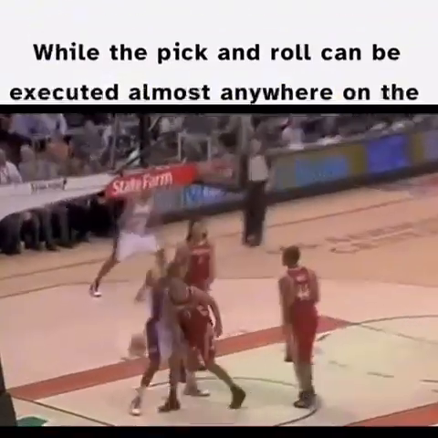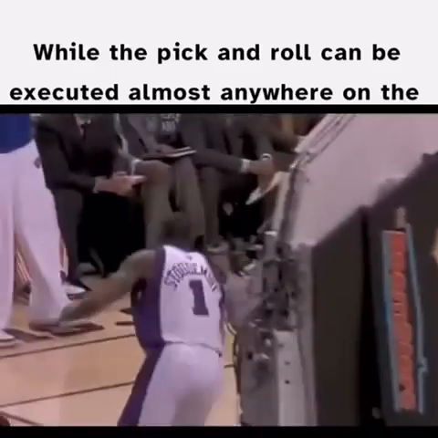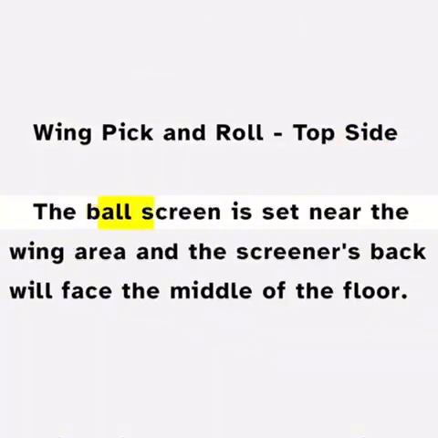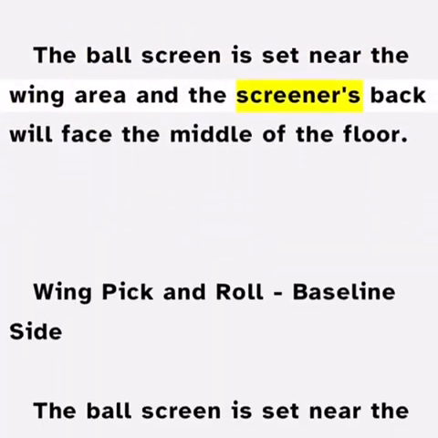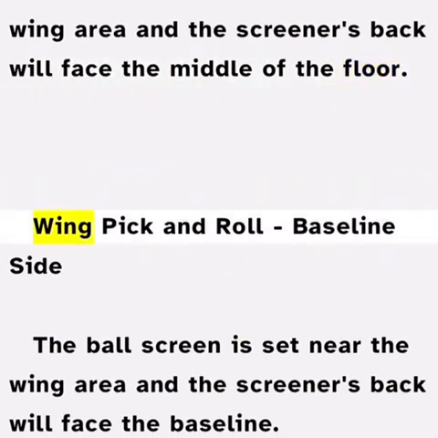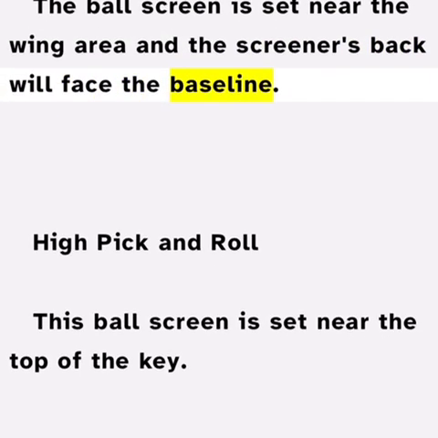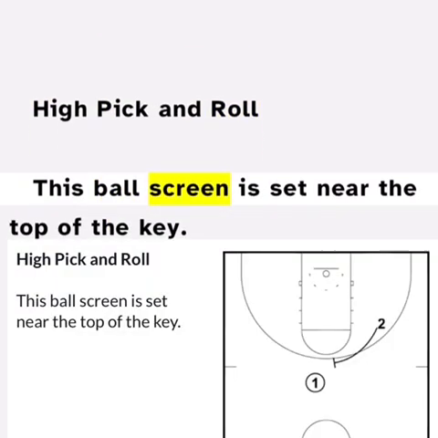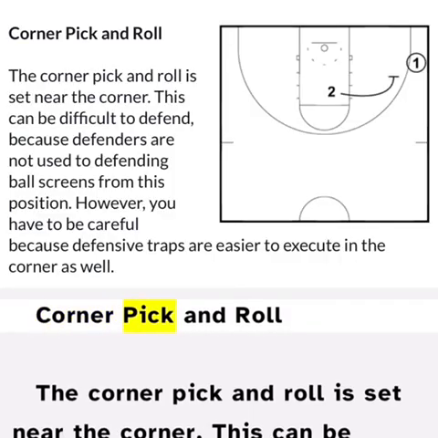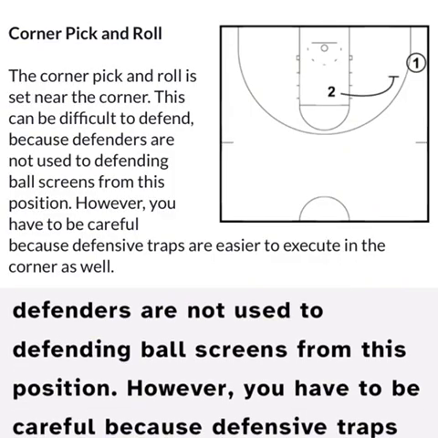While the pick and roll can be executed almost anywhere on the floor, here are some examples. Wing pick and roll, top side. The ball screen is set near the wing area and the screener's back will face the middle of the floor. Wing pick and roll, baseline side. The ball screen is set near the wing area and the screener's back will face the baseline. High pick and roll. This ball screen is set near the top of the key. Corner pick and roll. The corner pick and roll is set near the corner.